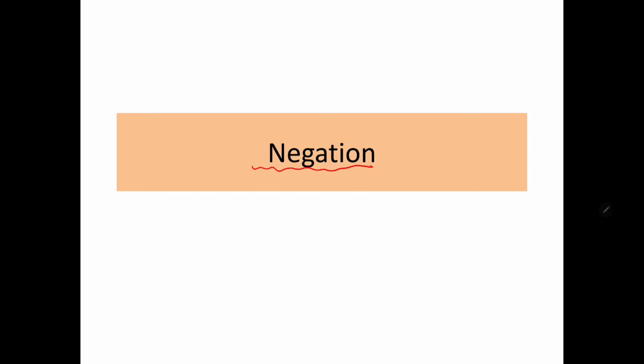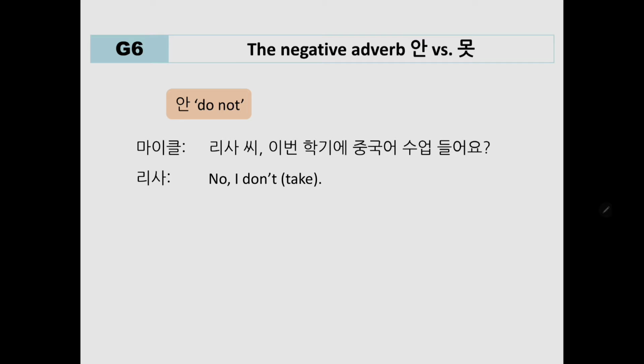Today's topic is negation, which is just a fancy way to say not. Negation, not. The negative adverb 안 versus 못. So in Korean, the negative expressions are present in two forms, 안 and 못. Let's see the differences. Okay, 안 means do not. Let's look at the example here.